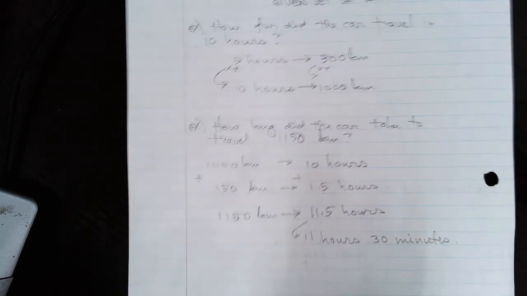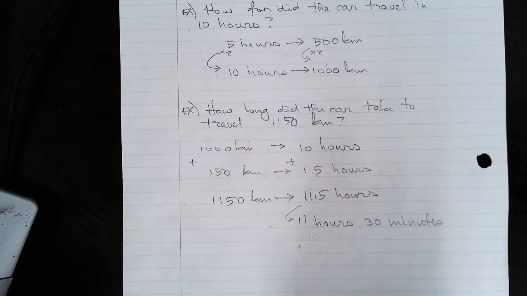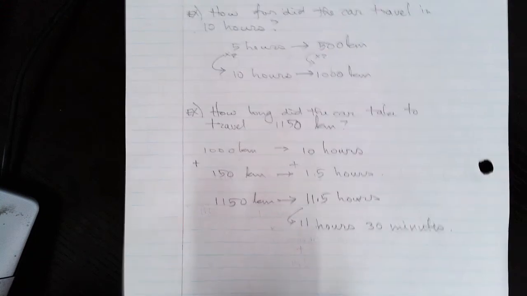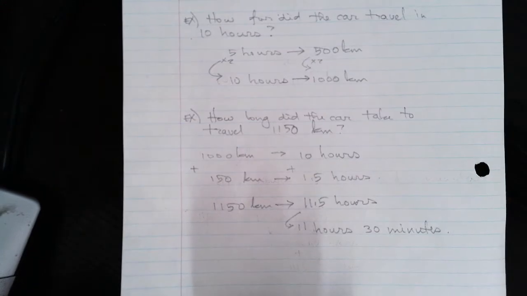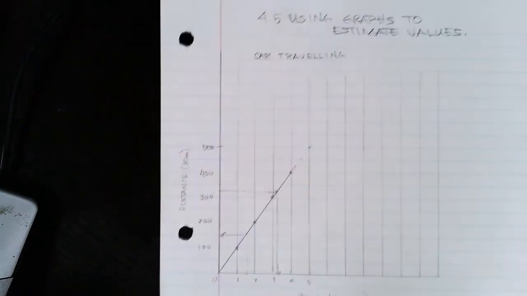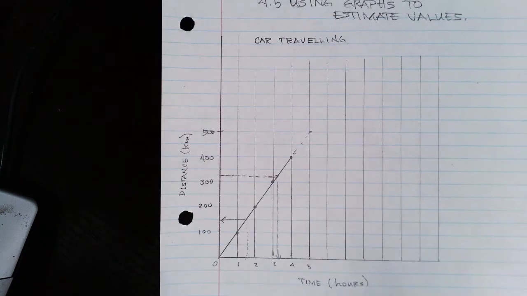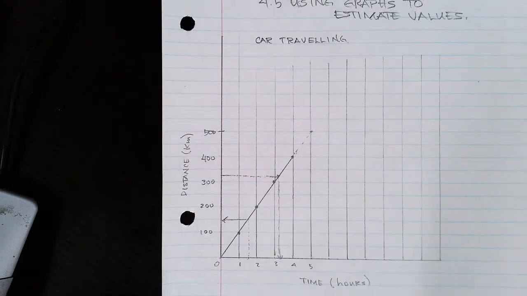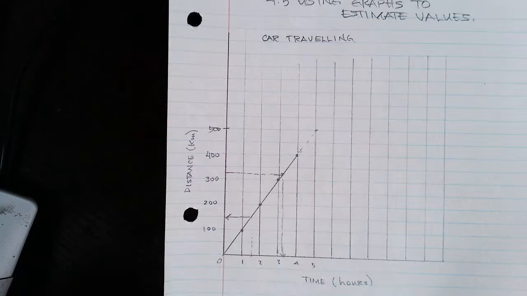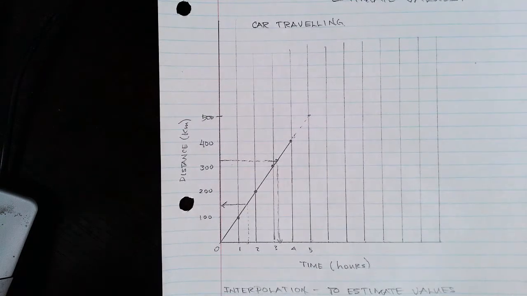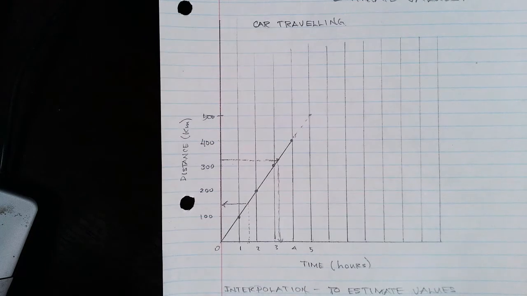So that is an example of interpolation and extrapolation using this simple graph. And again, estimates are estimates, as long as you're not way off in your estimate. If you're within 10 values of your estimates, then it should be alright, as long as you're not way off.